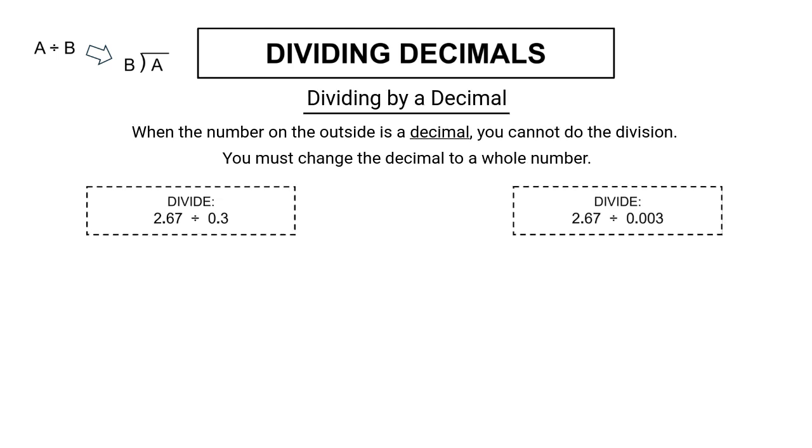Now let's look at the case where you're dividing by a decimal. So when the number on the outside is a decimal, you can't do the division. You have to first change the decimal to a whole number, and then you can do the division. Let's look at this example.